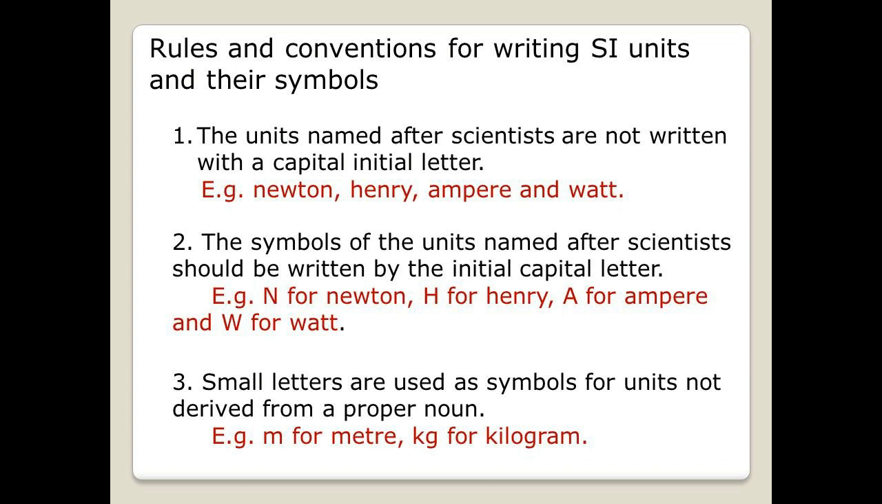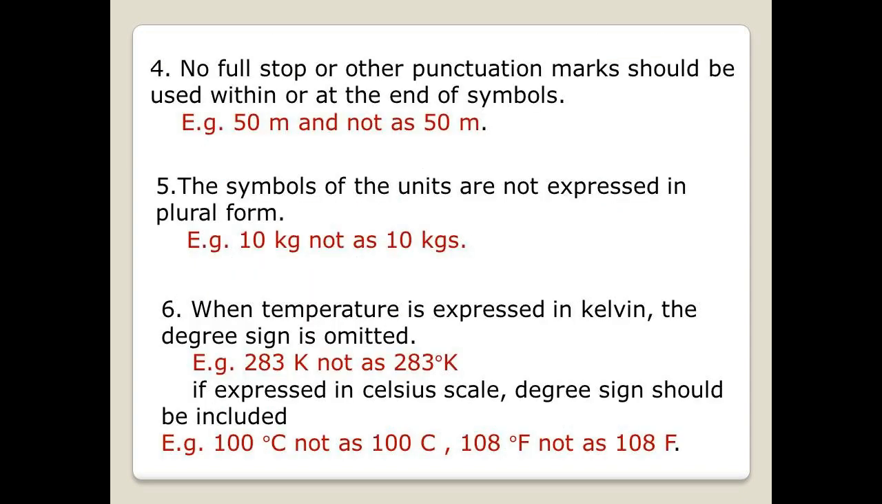Henry, ampere and watt. And second rule, the symbols of the units named after scientists should be written with an initial capital letter. Example, newton, that is capital N. And for henry it is H, capital H. And ampere, A. And watt, W. Third rule, small letters are used as symbols for units not derived from a proper noun. Example, m for meter, kg for kilogram.